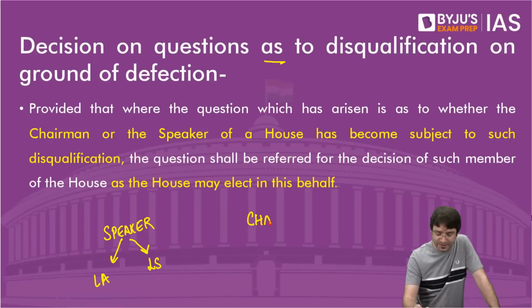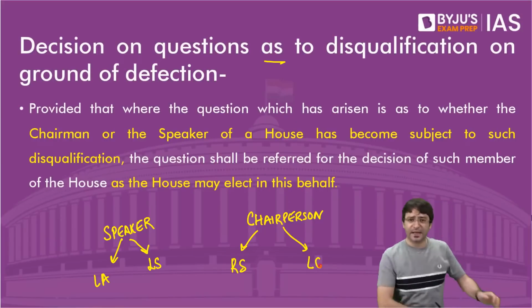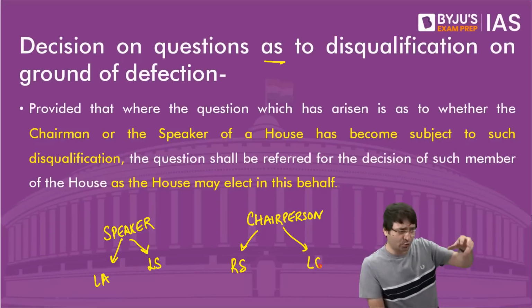This decision will be taken by the chairperson of Rajya Sabha, Legislative Council. That means if an MLA, the question arises whether this MLA should be disqualified or not for violating anti-defection law. Who will take this decision? Speaker. If it is the member of the Lok Sabha, who will take this decision? Speaker.